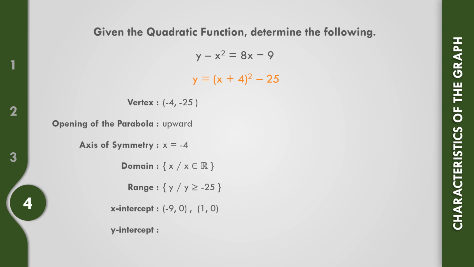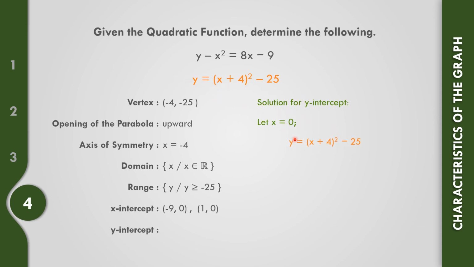Let us solve now for the y-intercept. Let x be equal to 0. We may use the first equation, y minus x squared is equal to 8x minus 9, to identify the y-intercept, or we may also use y equals the quantity x plus 4 squared minus 25. So either of those, we can identify the value of the y-intercept. Right now, we use the vertex form of the quadratic function.